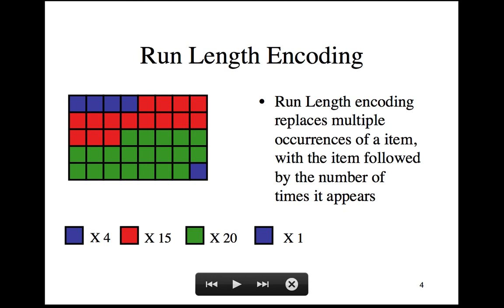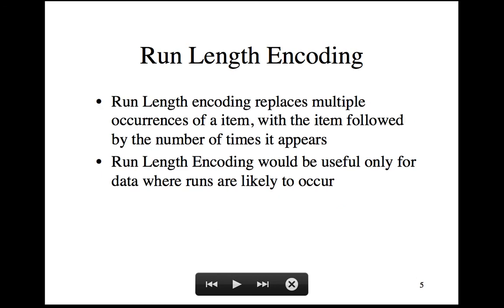So graphics and logos tend to be like that. Cartoons too, I mean, Homer Simpson's face is all the same color. There isn't much variation there. So in cartoons, we might see that kind of thing happen. Fax machines use something like run-length encoding. Run-length encoding replaces multiple occurrences of an item with the item followed by the number of times it appears, but that's only useful where runs in the data are likely to occur.